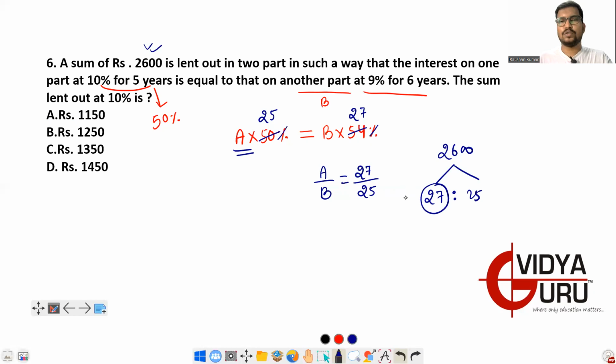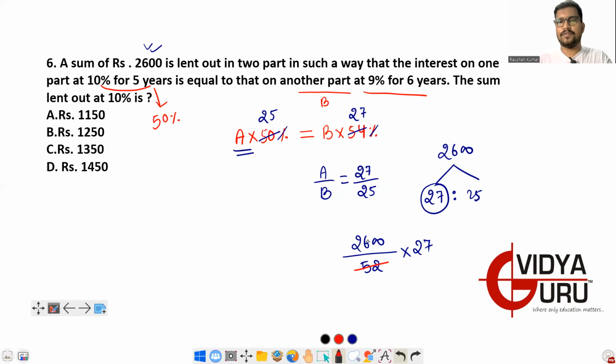27. Okay, so simply see here, 27 means you can say 2,600 should be the value of 27 plus 25. It will be equal to how much? You can say 52, right? And we need what? We need the value of 27. Yes or no? If you want to solve this, just solve it.